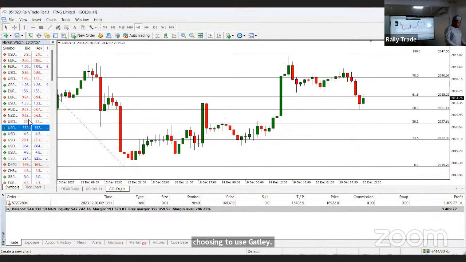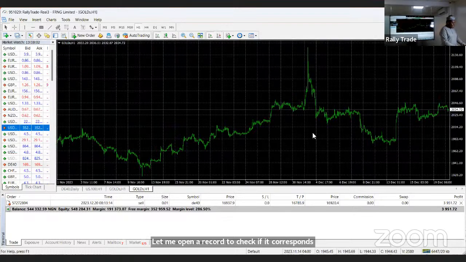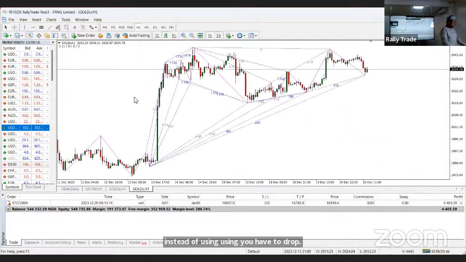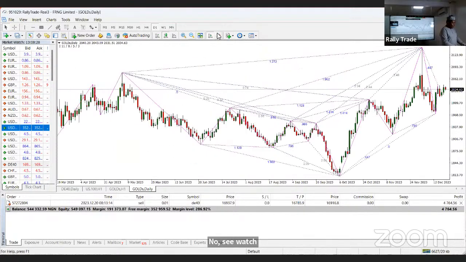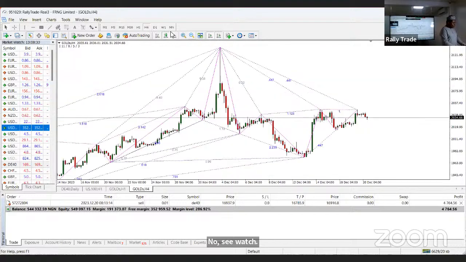Let me open another gold chart to check if it corresponds. We'll now go ahead and pick Gartley. I'd prefer all of you to be using Gartley instead of using your hand to draw Fibonacci. It's very stressful drawing it, I'm telling you. So let's look at D1 and check what it's saying. It's not saying much. But on this D1, something is actually brewing. This is H4.